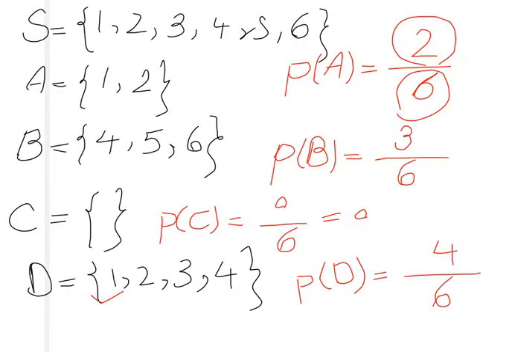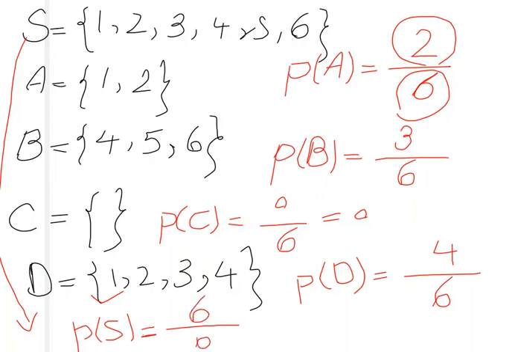And for S, the probability of S is the number of outcomes in S over the number of outcomes in the sample space, S, so the probability is 1. That is axiom 2.